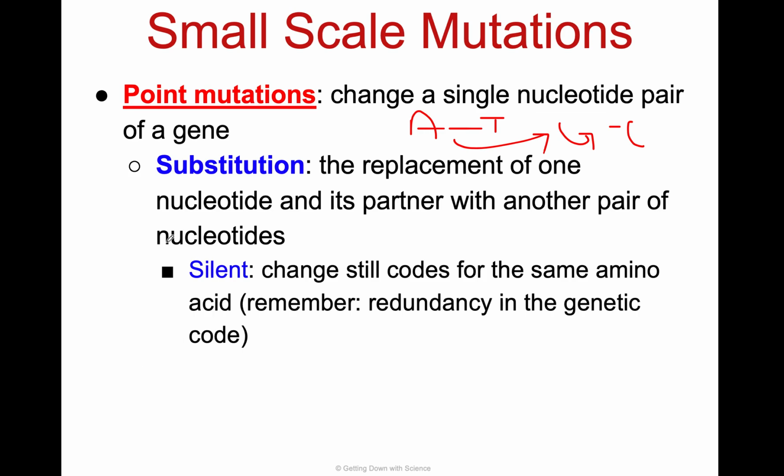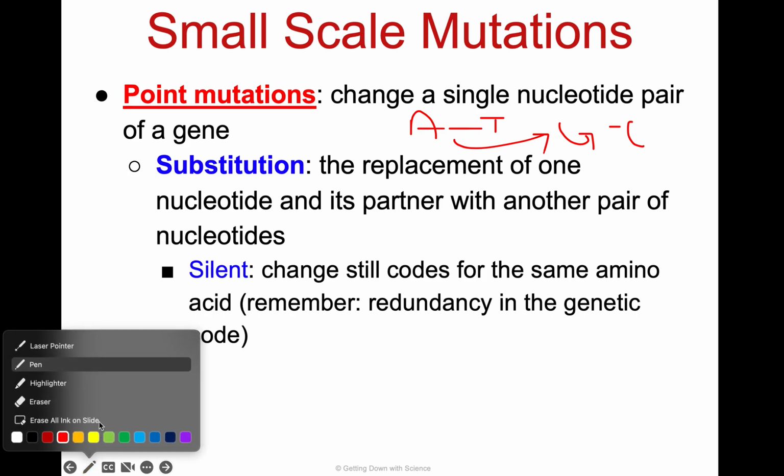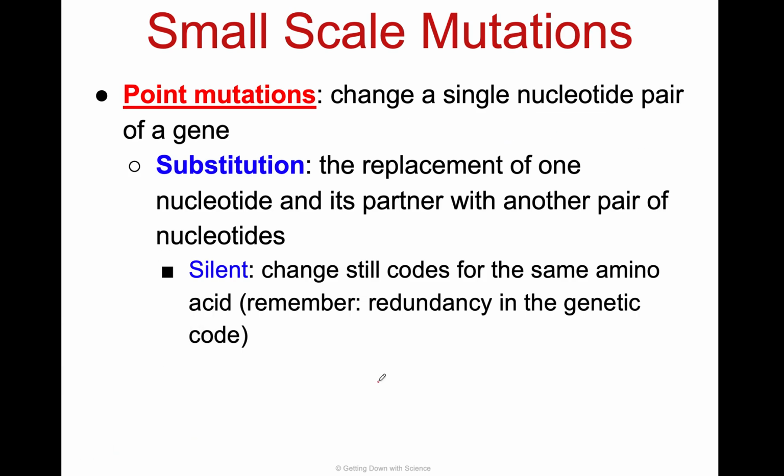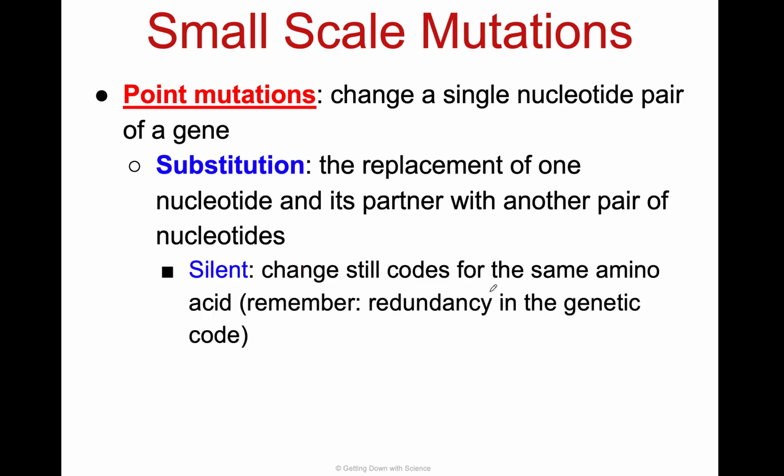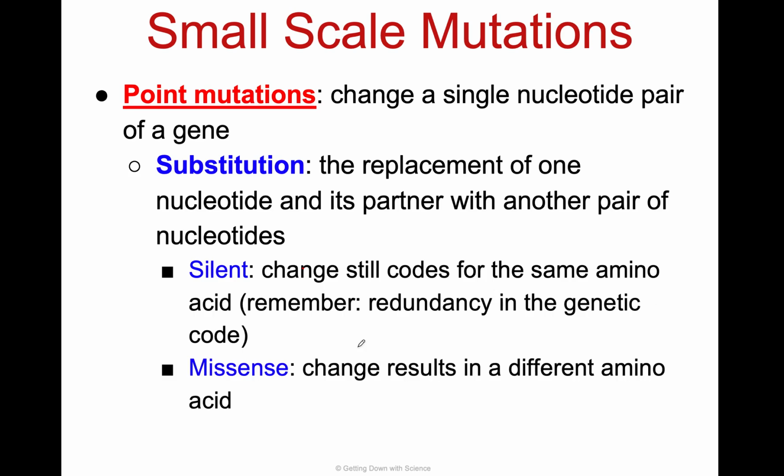Next, a type of substitution mutation is a silent mutation. It still codes for the same amino acid. Remember the redundancy in the genetic code, that there may be multiple codons that code for the same amino acid. So if we mutated something that codes for the same amino acid, nothing's going to change. It's going to be a silent mutation.